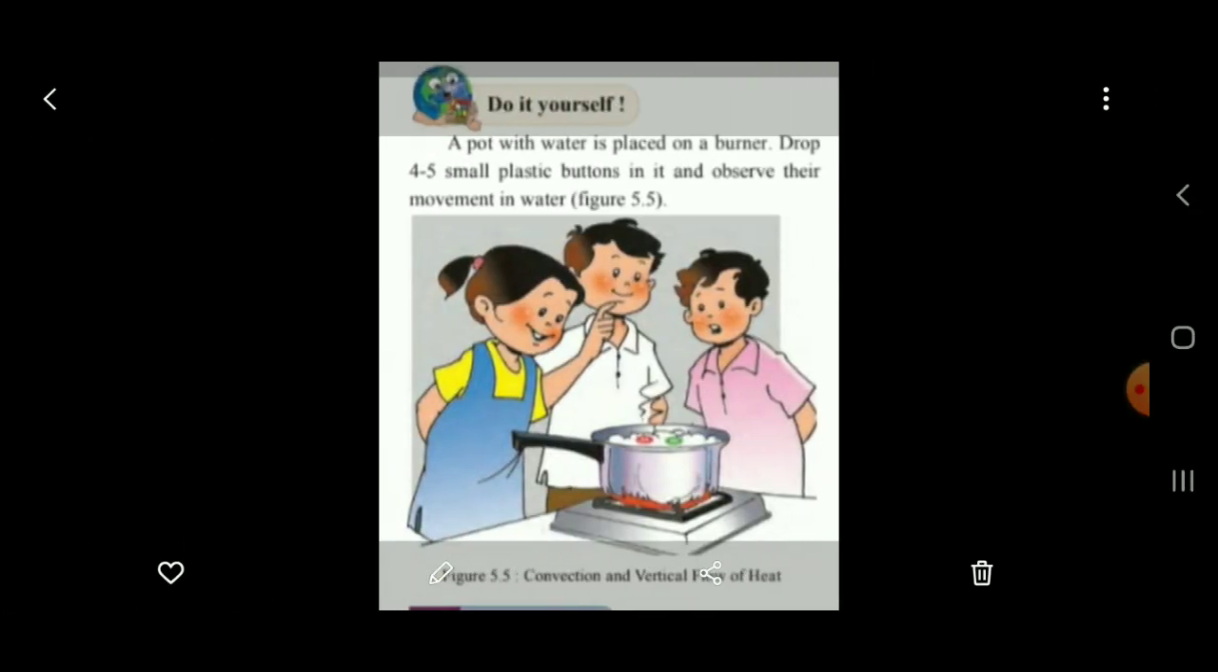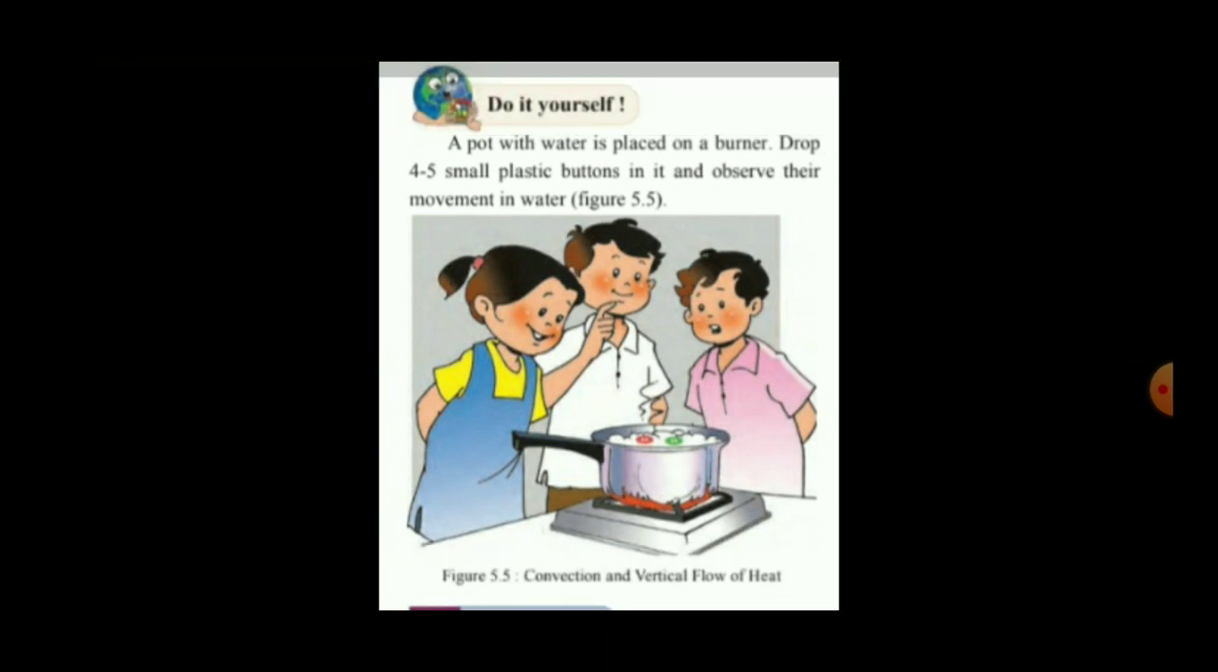Do it yourself part. Here you can see the students are doing an activity. A pot with water is placed on a burner and you have dropped 4 or 5 small plastic buttons in it. When you heat the pot, you will see the movement of the buttons, and the movement of the buttons will tell you about the convection current that is set into the water.